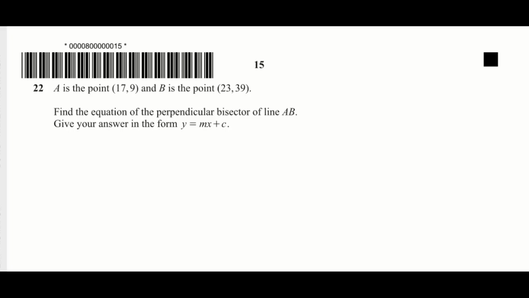A is the point, this. So from here, it means x1 is equal to 17, then y1 is equal to 9. And B is the point, this. So it means x2 is equal to 23 and y2 is equal to 39. Find the equation of the perpendicular bisector of line AB. Give your answer in the form y equals mx plus c.